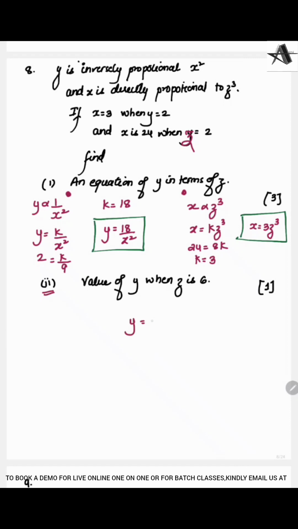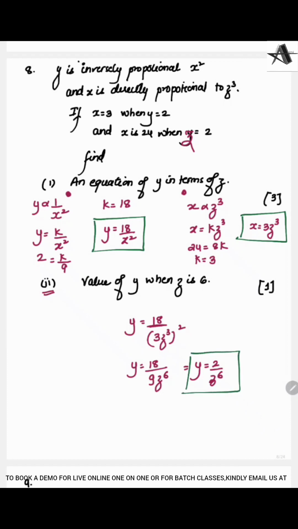So y is equal to 18 over x squared. Whatever we want to remove, that value we substitute. So x we don't want in our final equation. That's why I'm substituting the value of x so that we can permanently eliminate it. X is 3z cubed from the second equation. So 3z cubed whole to the power of 2. That is y is equal to 18 over 9z to the power of 6. Simplifying, I'll get y is equal to 2 over z to the power of 6. That's the final equation in terms of y and z.